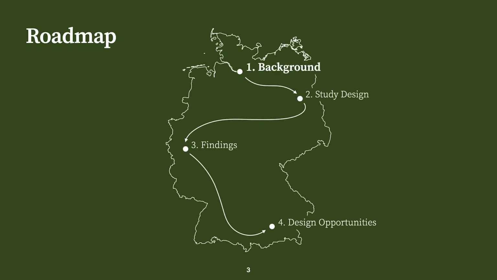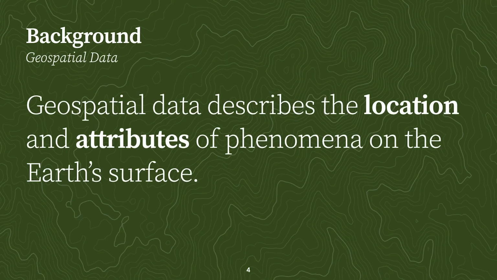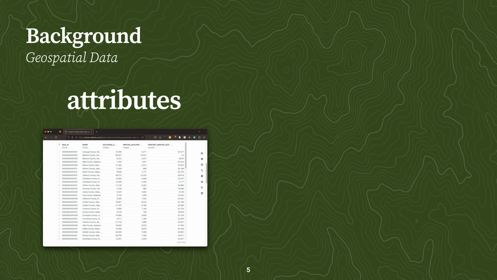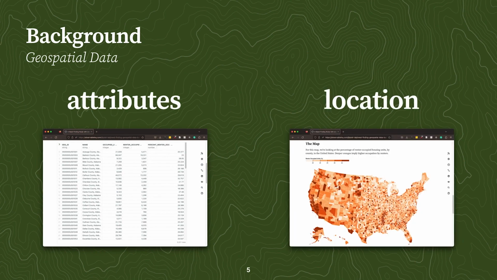All right, let's dive into geospatial data. Geospatial data describes the location and attributes of phenomena on the Earth's surface. It augments tabular data by linking attributes to geometric representations of real-world geographies.